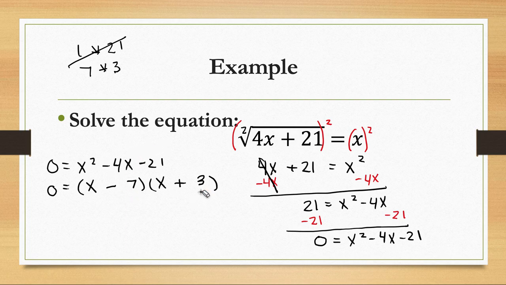Now, you should always do a quick check to make sure that you have this thing factored correctly, and you can check it by foiling. So very quickly we could say first terms would make x squared, outside would make 3x, inside would make negative 7x, and last would make negative 21. And then when I combine those middle terms, I get x squared minus 4x minus 21, which is exactly what I started with, which tells me that I have it factored correctly.